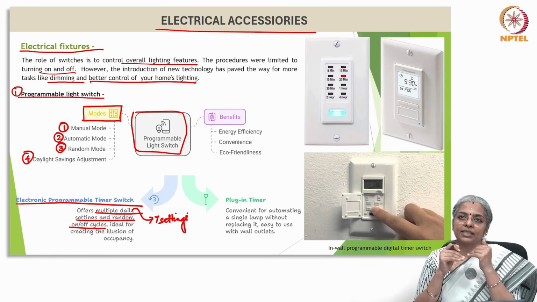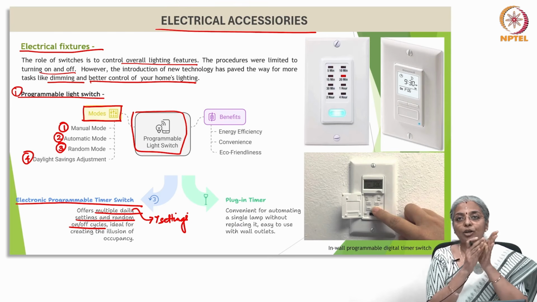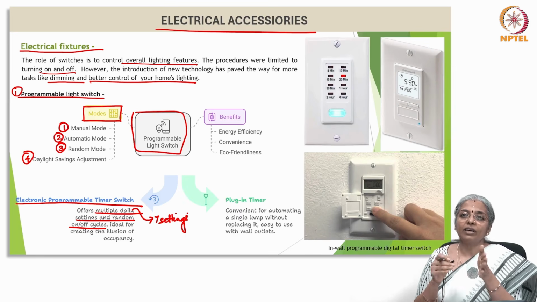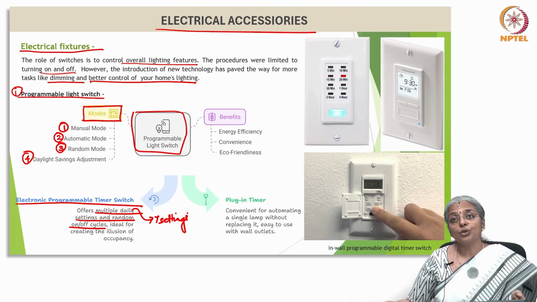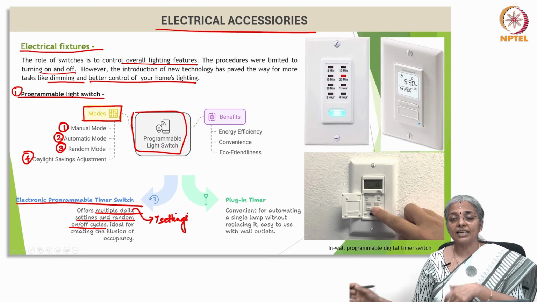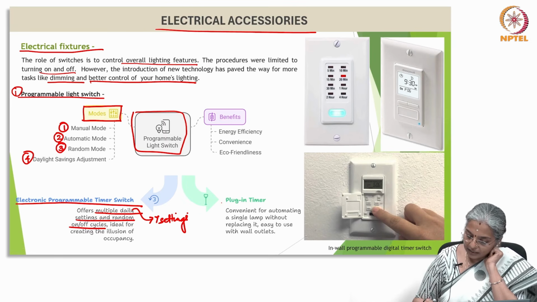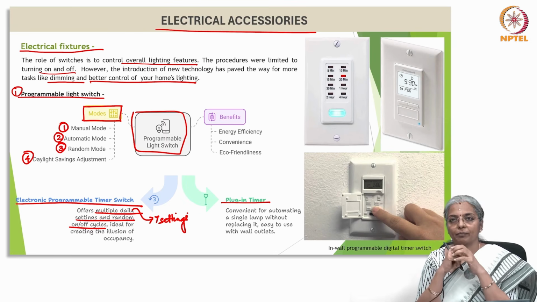So, these devices also come with other random settings that turn the light off and on even when we are not around. Usually, they are useful to make it seem to outside eyes that someone is at home. Next, we have the plug-in timer. What is a plug-in timer?